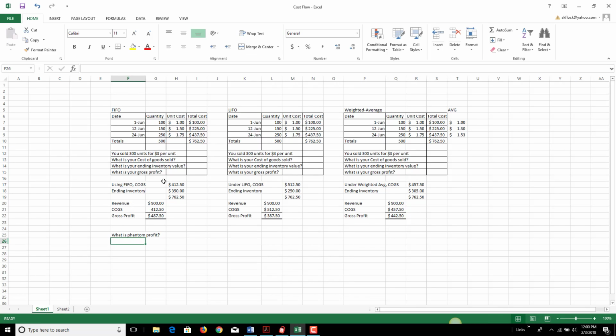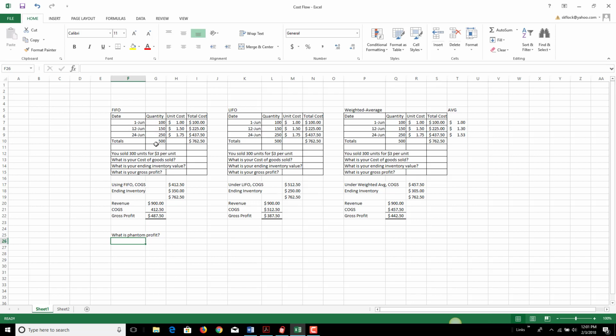So I put on this spreadsheet some examples of a business, and these are the purchases of inventory this business has made and what this inventory has cost them. And I'm using the same scenario for each of the three cost flow methods that we discussed besides specific identification. So if we use FIFO or LIFO or weighted average, this is how this affects the accounting on our books.